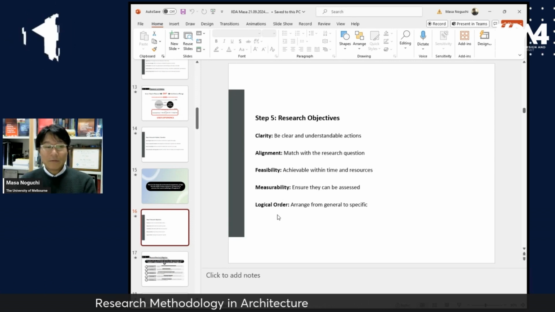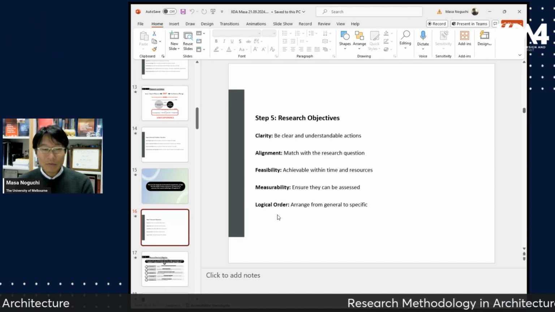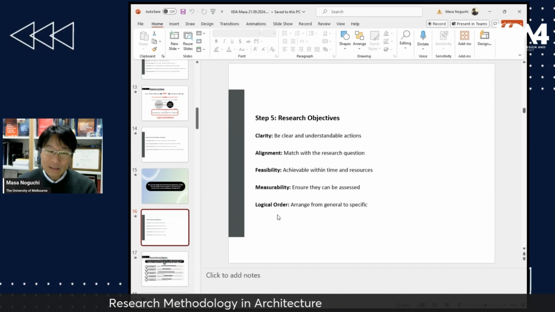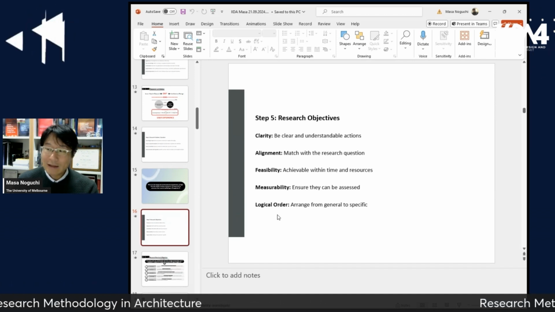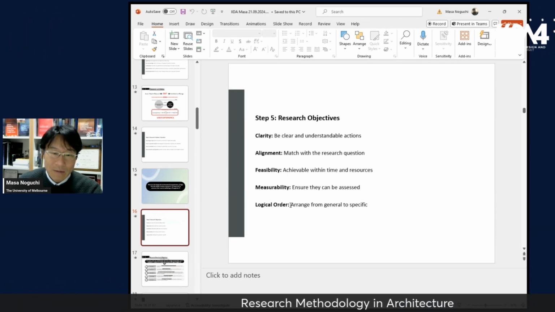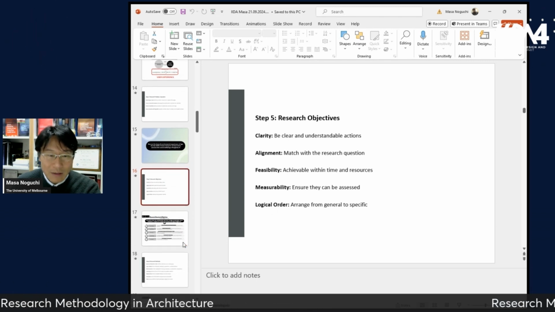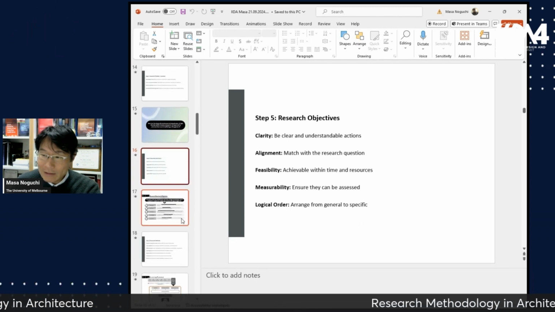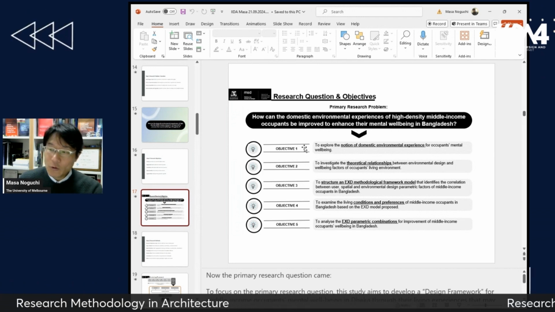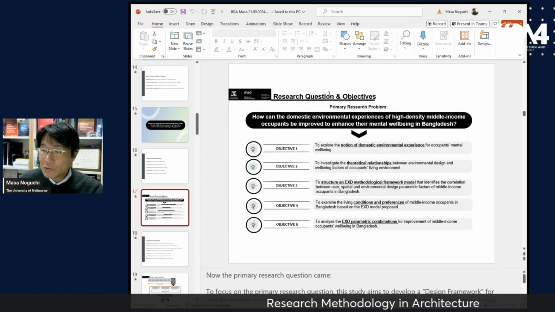Quite often research objectives reflect each chapter, so chapter 1, chapter 2, chapter 3, or sub research questions. Each sub research question has research objectives as well. Therefore, you can place objectives in order. Let me show the example of what Sajal did. So this is objective 1, objective 2, objective 3, in order to answer the main research question.